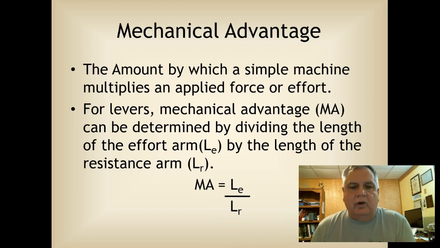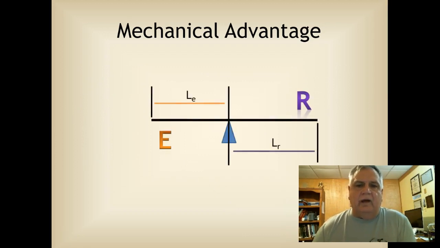Or we apply the equation MA is equal to L sub E divided by L sub R. Now, to help you understand that definition, we've got to take a look at what we mean by L sub E and L sub R. So let's take a look at the length of the effort arm first.